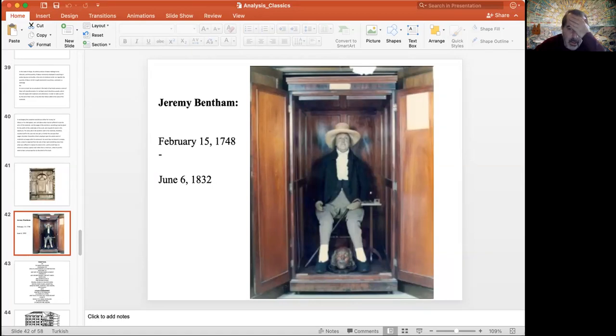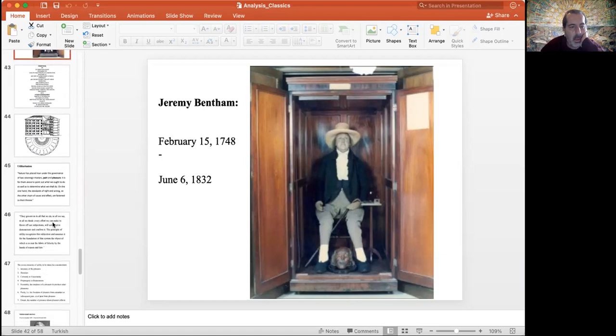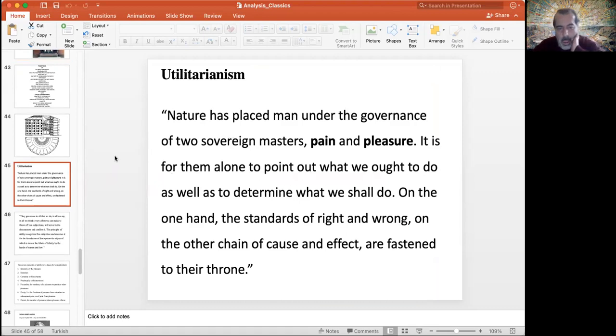What is utilitarianism? It is the logic of cost and benefit, basically, right? Last time I mentioned that. He argues basically that nature has placed man under the governance of two sovereign masters, pain and pleasure. It is for them alone to point out what we ought to do, as well as to determine what we shall do. On the one hand, the standards of right and wrong, on the other, the chain of cause and effect are fastened to their throne.